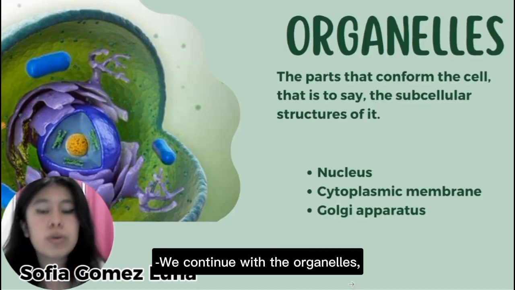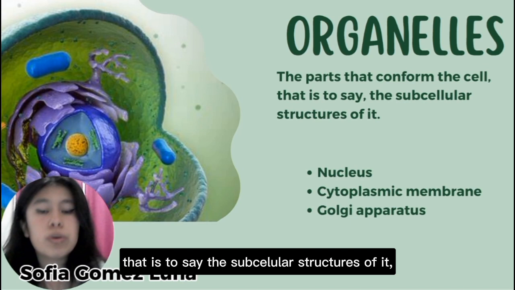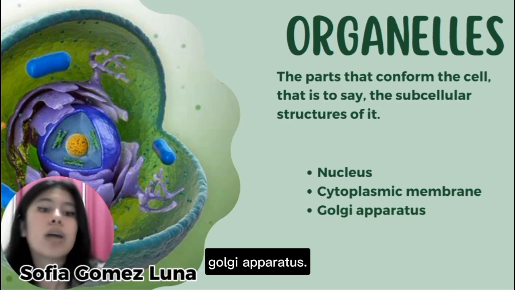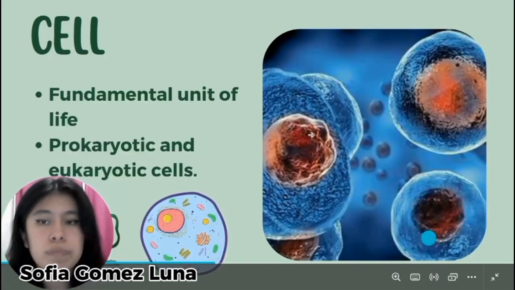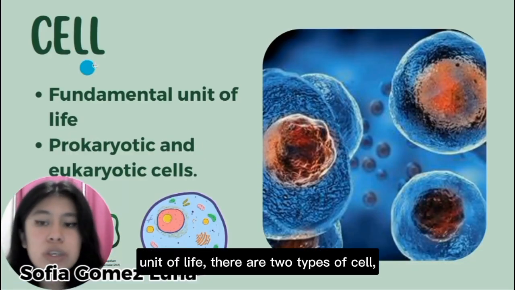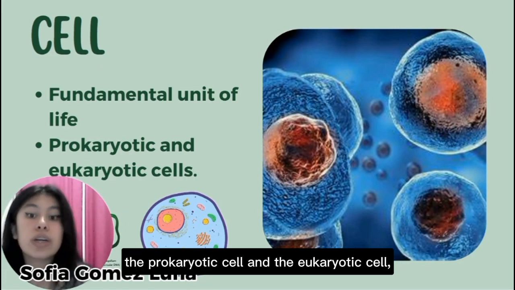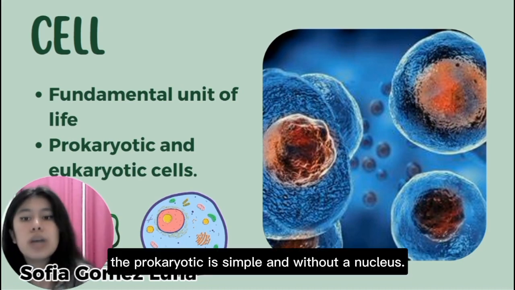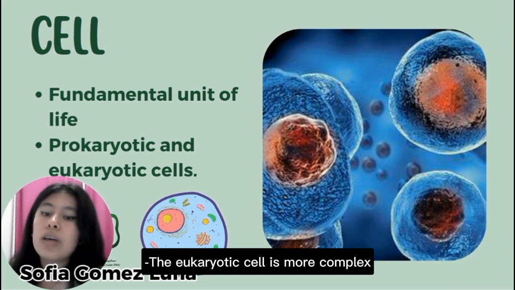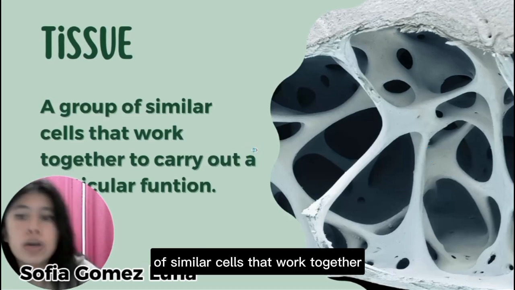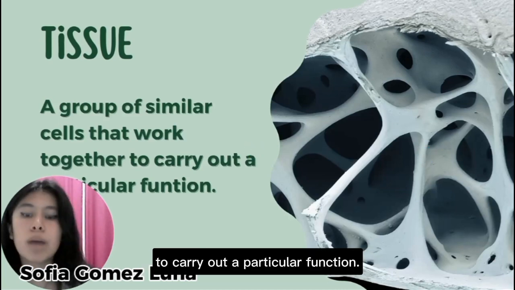We continue with organelles, the parts that make up the cell, that is to say, the subcellular structures of it. Some examples of organelles are the nucleus, the cytoplasmic membrane, and the Golgi apparatus. Then we have the cell, the fundamental unit of life. There are two types of cell, the prokaryotic cell and the eukaryotic cell. The prokaryotic is simple and without a nucleus, and the eukaryotic cell is more complex and has a nucleus. We continue with the tissue, a group of similar cells that work together to carry out a particular function.